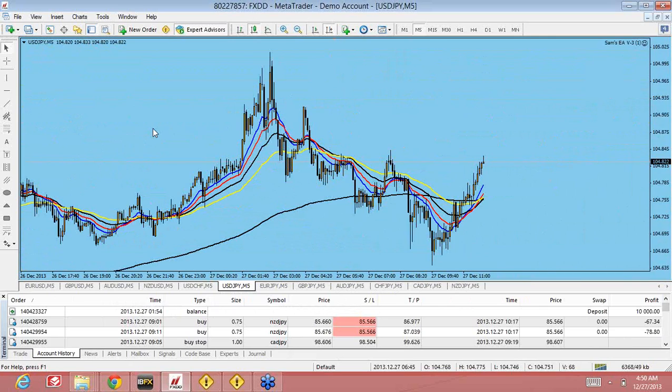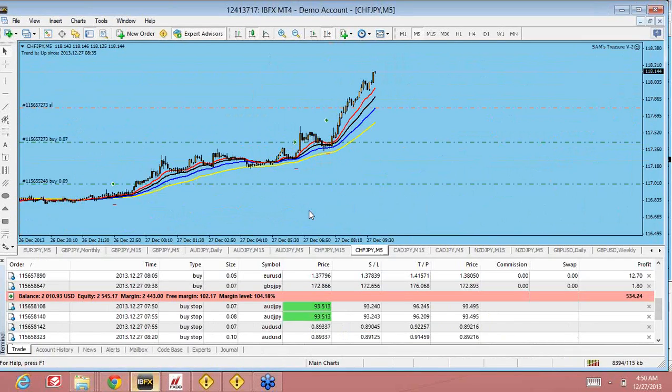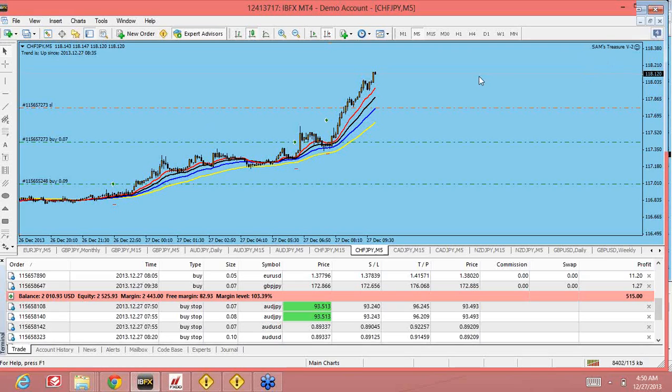Let me show the other account, IBFX, also a demo account that I opened a few days ago. And today I started with this amount. It was 2020-some dollars when I started today. I put this thing here. I made some changes and put this thing on. This one has a different system, a different entry scenario, and it is taking these USD pairs as well. Let me show you.